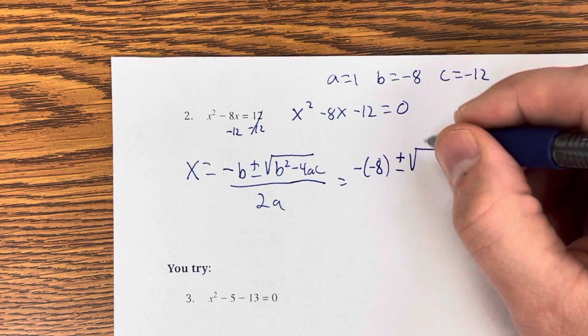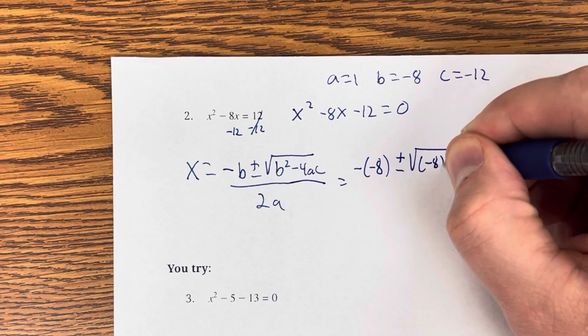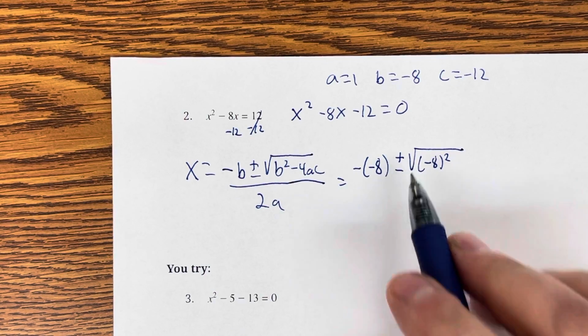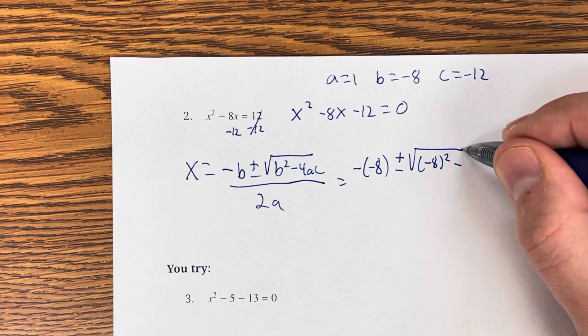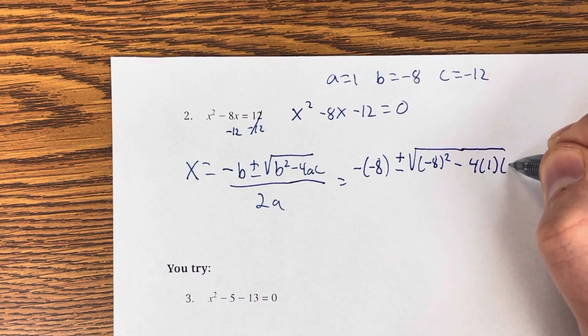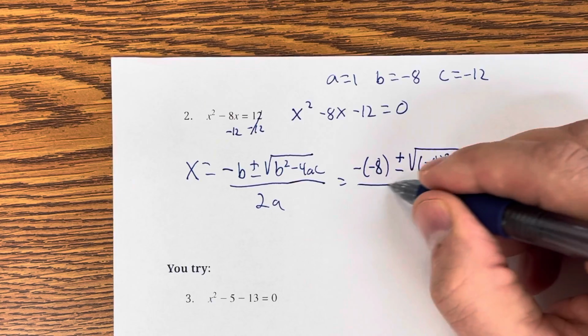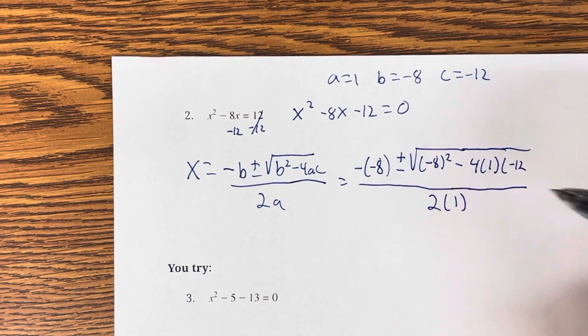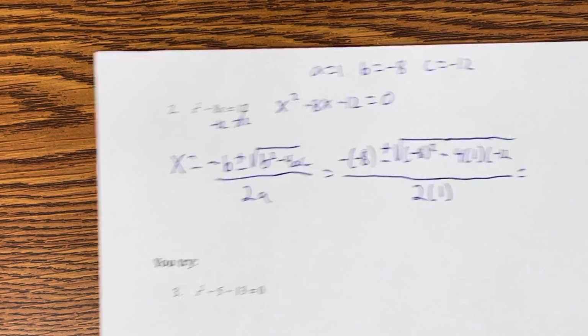the square root of, in parentheses, negative 8 squared. That's going to be a positive. That parentheses is key. You have to put it in parentheses. Minus 4 times 1 times negative 12, divided by 2 times a, which is 1. Now we will simplify it down.